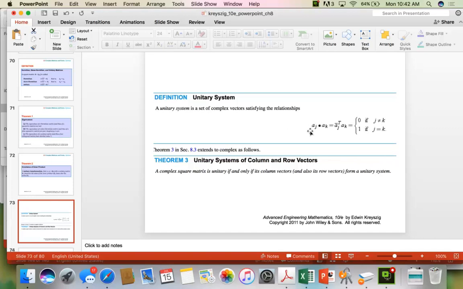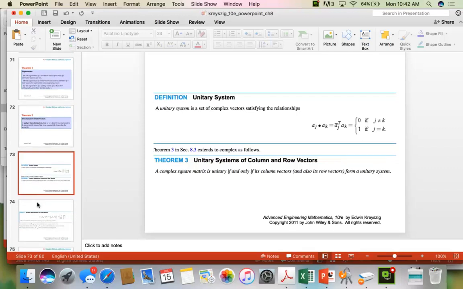So if we took a set of row vectors and we took the jth row and the kth row and we took their dot product, then it would be 0 if they were not the same row, and it would be 1 if they were the same row. So that's really all that means, is that it's very, very analogous to orthogonal. It's just called unitary because it's a complex system. A complex square matrix is unitary, by the way, if and only if its column vectors and its row vectors form a unitary system.